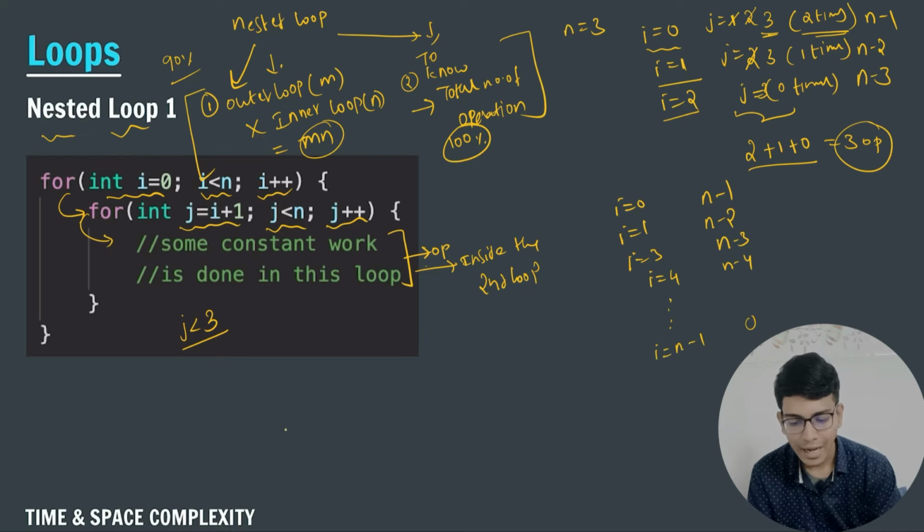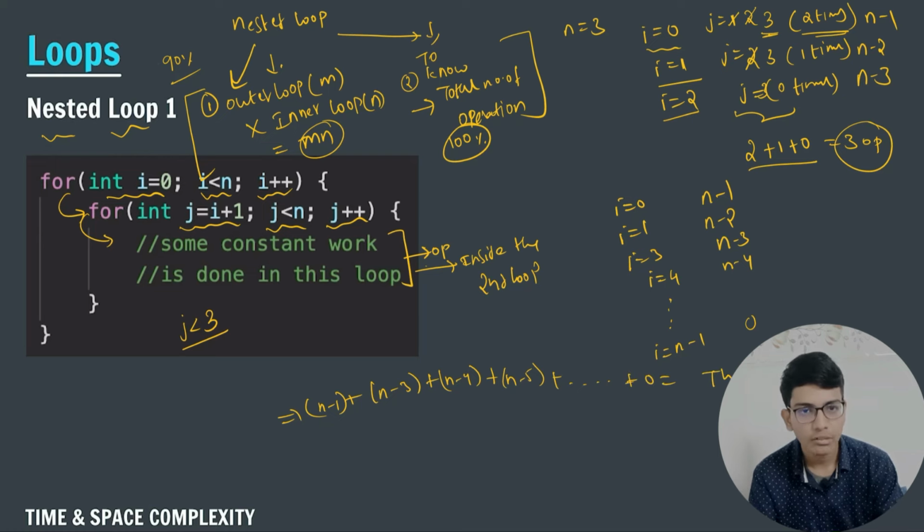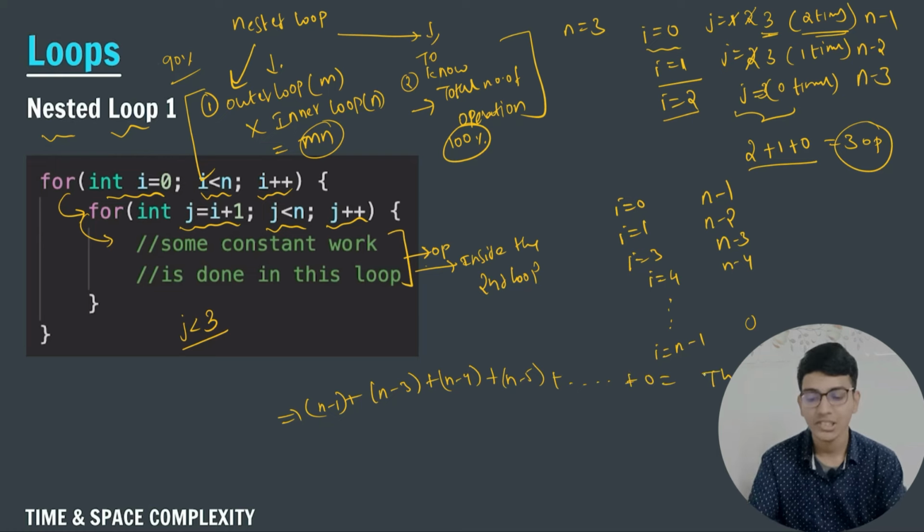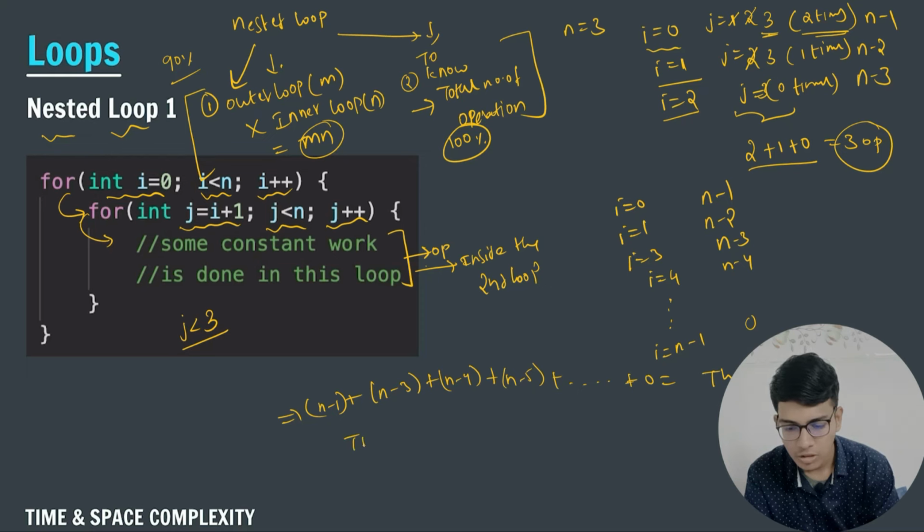So can I add all those things? That is n minus 1 plus n minus 2 plus n minus 3 plus n minus 4 and so on, up to 0. This will give me the total work done. Let me reverse this. So my total work done is equal to 0 plus 1 plus 2 plus 3 plus 4 plus up to n minus 1.